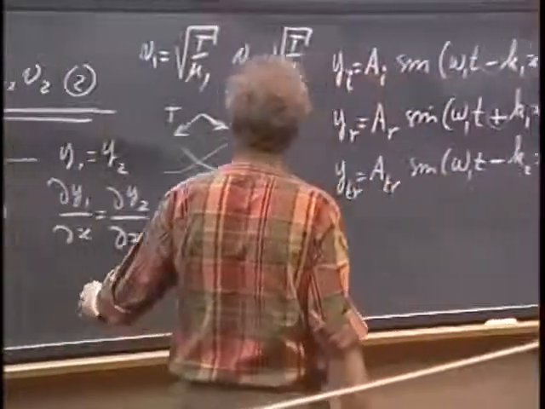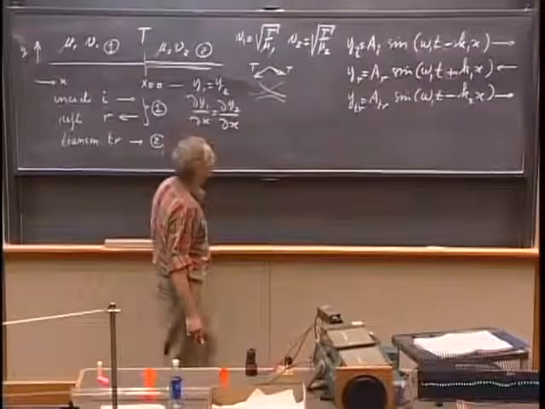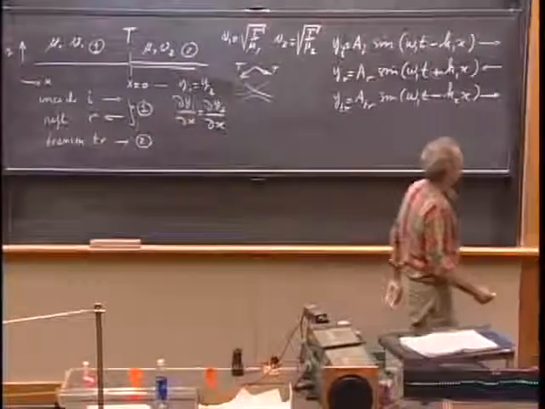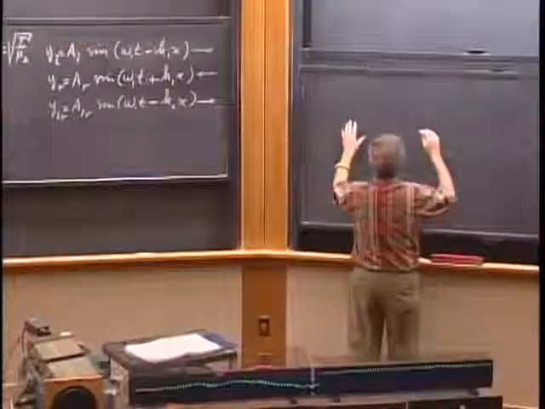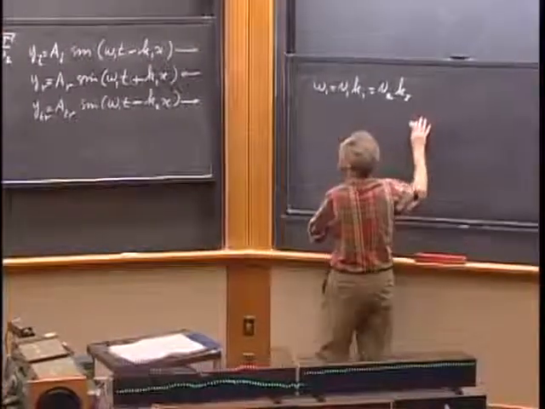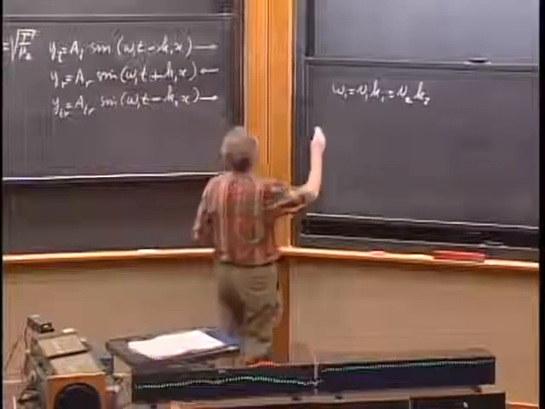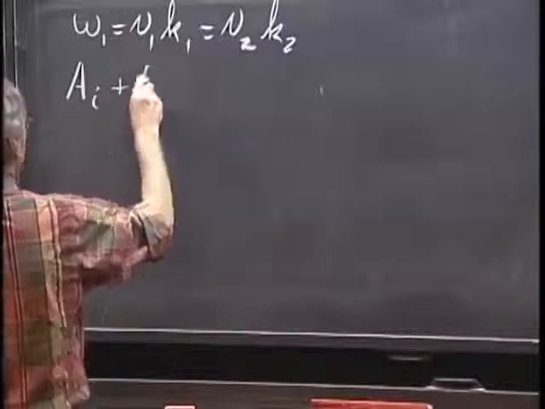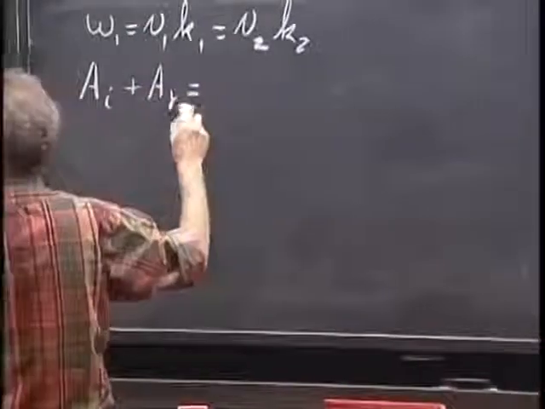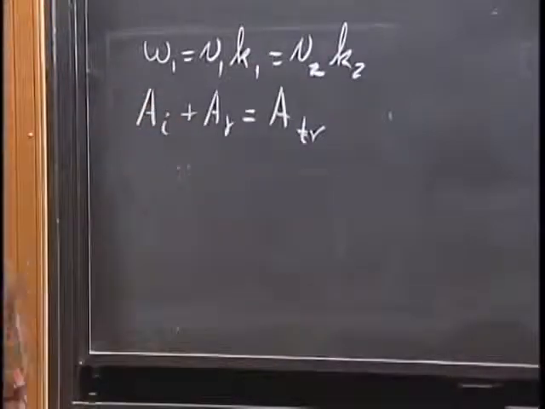So if now I go to my boundary conditions, y1 equals y2, which you see here, then I get that at x equals 0, at any moment in time, I must meet that condition. So a of I plus a of r must be a of t. If not, then the string would break.